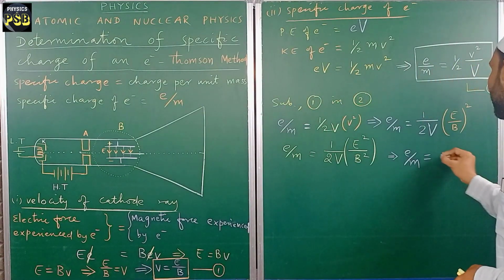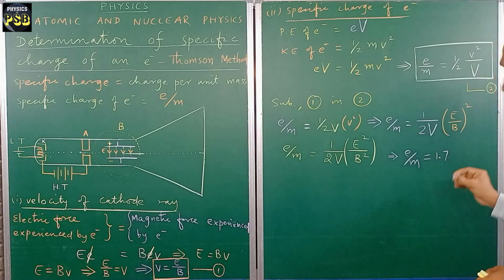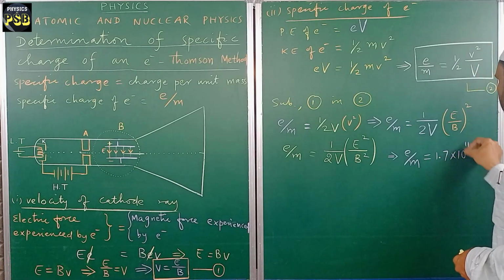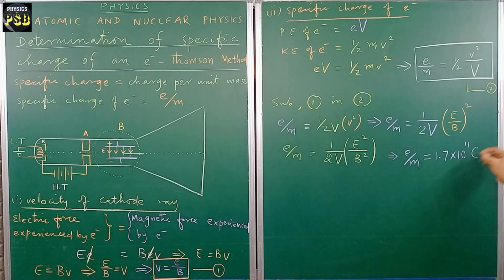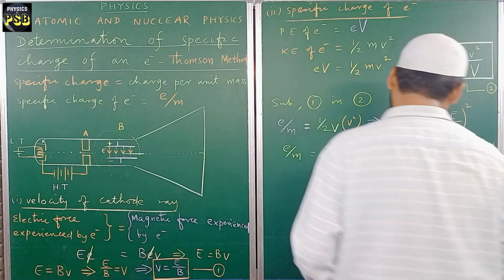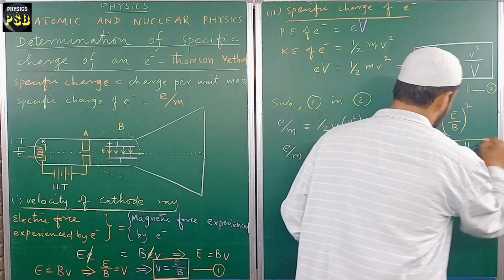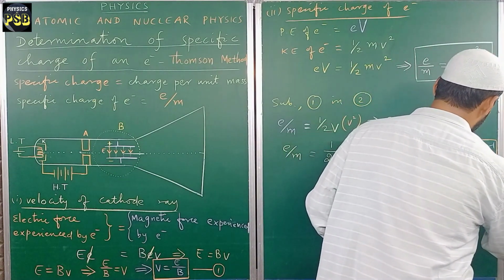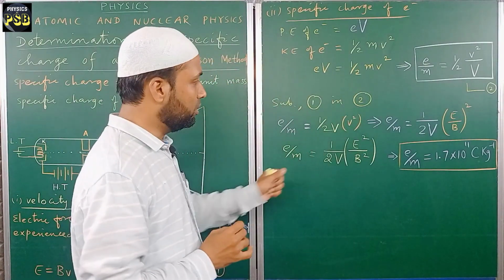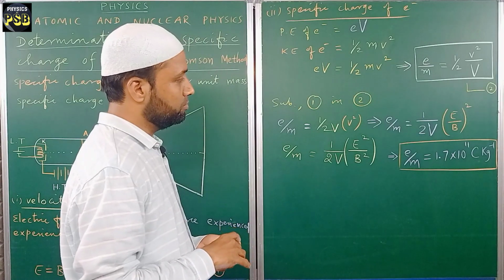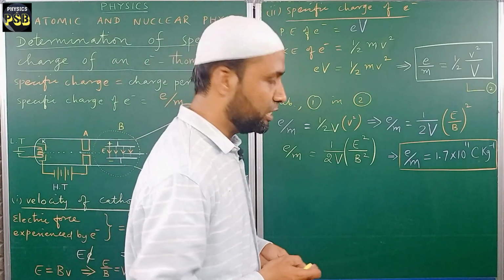1.7 into 10 power 11 coulomb per kilogram. Coulomb is the unit of charge, and kilogram is the unit of mass. This is the value of the specific charge of electron obtained if we substitute the value of all these terms present here. Understood? So this is how we obtain the specific charge of electron.